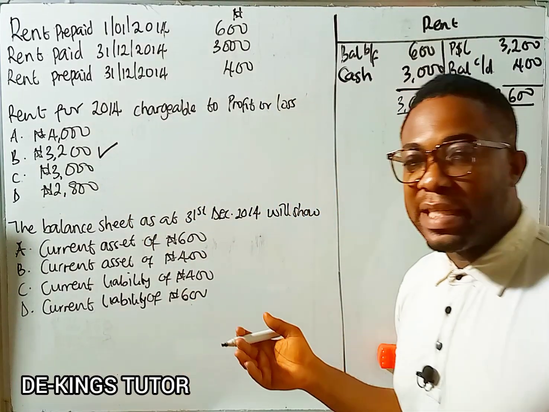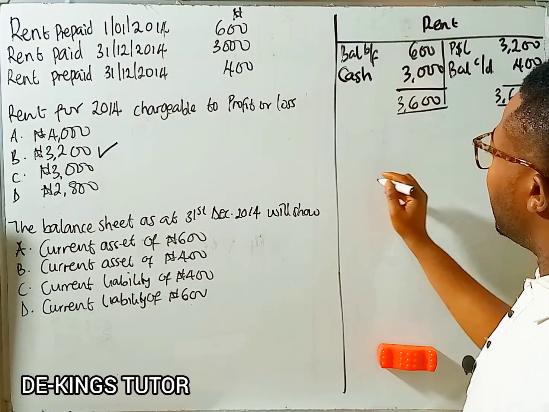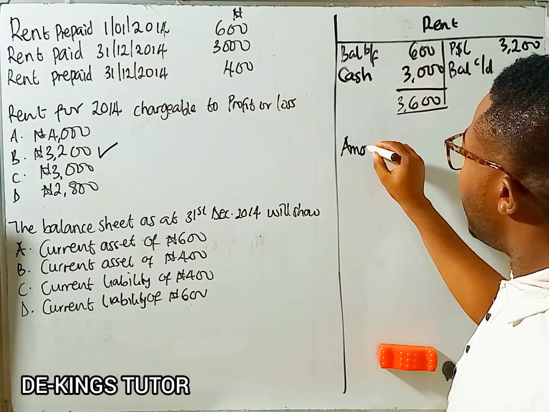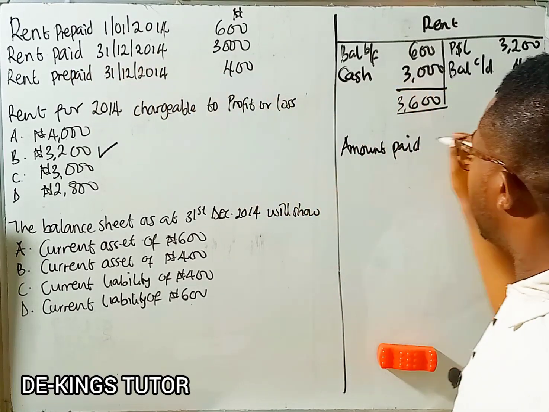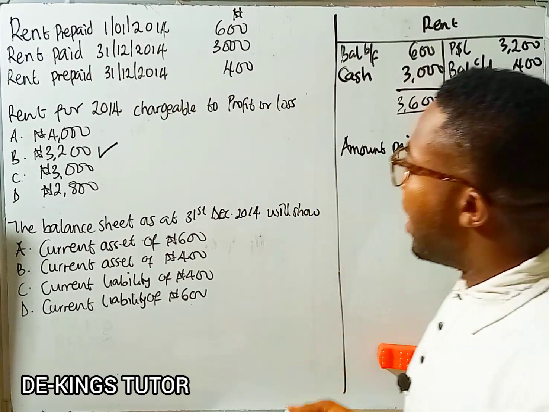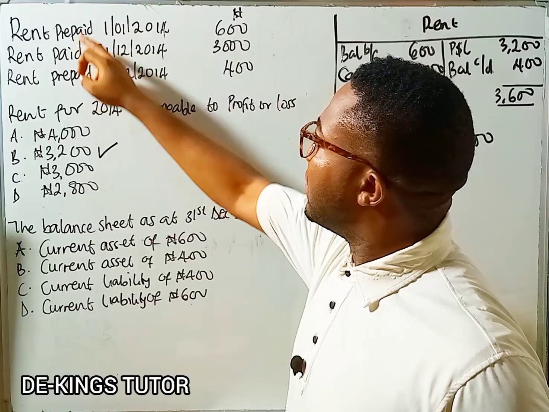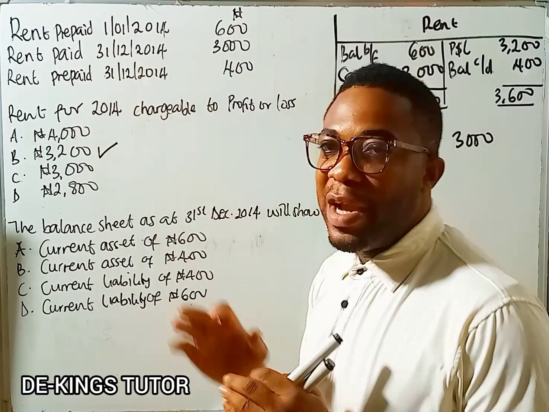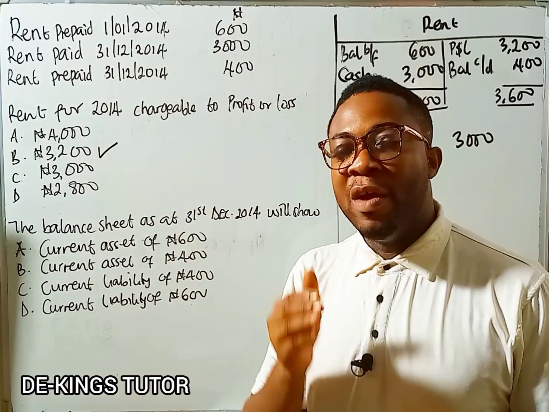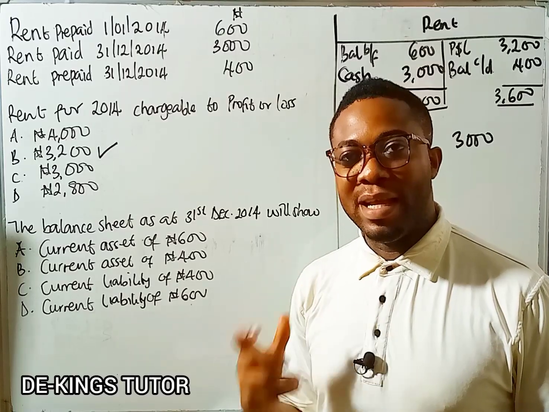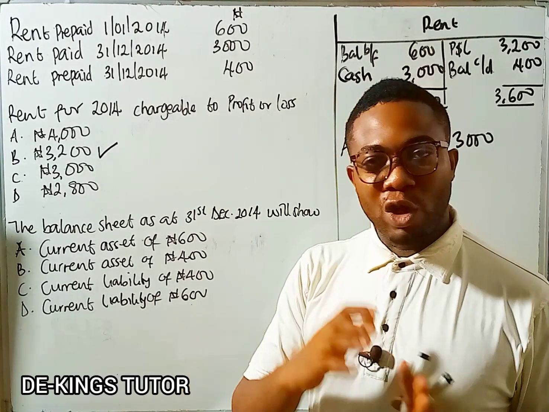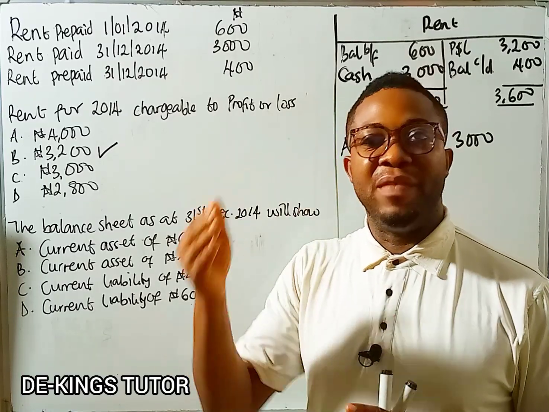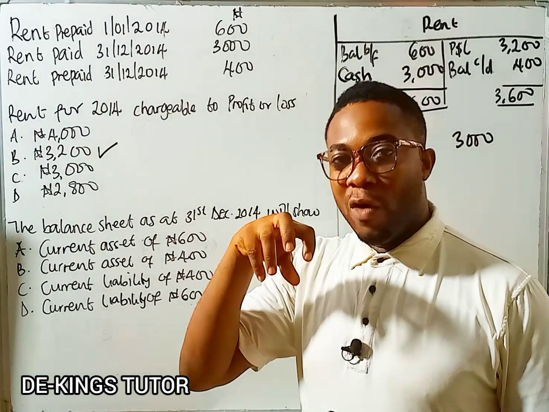Now I can also do it in another way. If I do it in this way, I can say amount paid, what was paid for the rent, is 3,000. Now we have two dates for rent prepaid. For prepayment for the current year you are solving, you less. If it is not the current year, any other year that is not the current year for prepayment, you do the reverse of what you would have done for the current year.